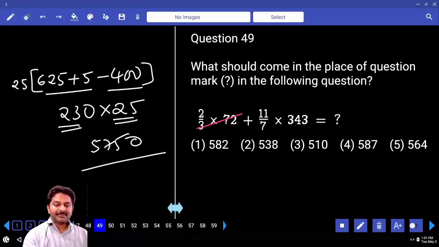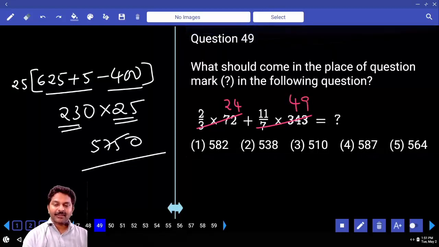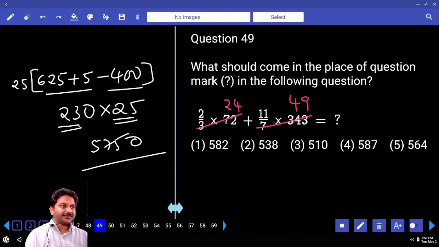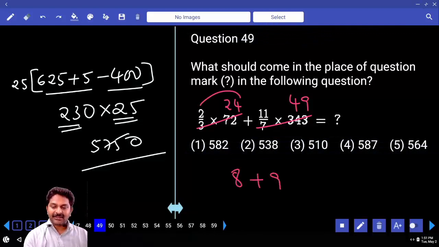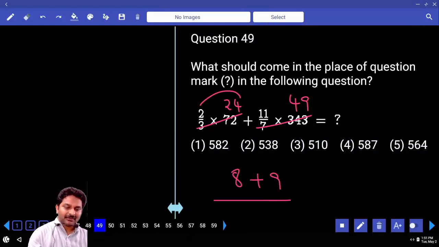3, how many times? 24 times. 7 and 7 cube, right? What is left? Last digit is sufficient. I think options, all the options are ending with different numbers. 2 into 4 ends with, 1 into 9 ends with, answer ends with. Over.